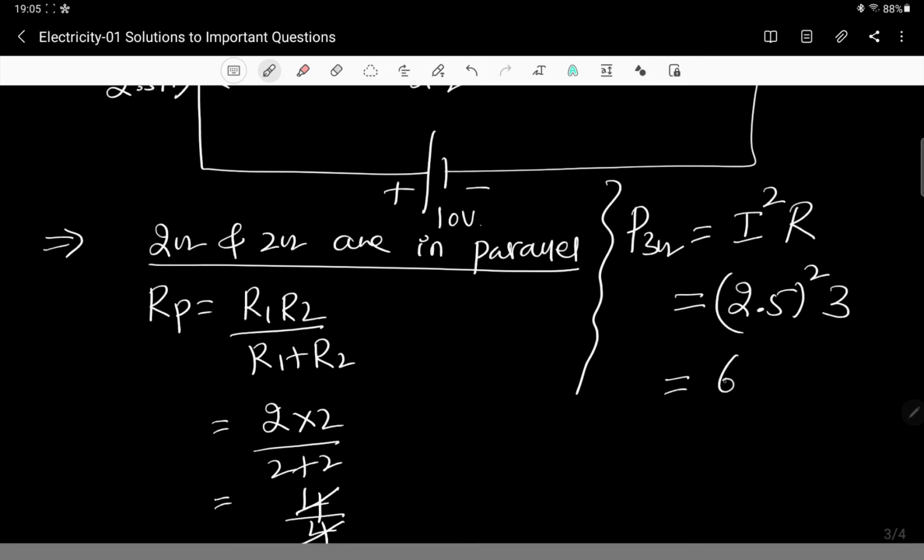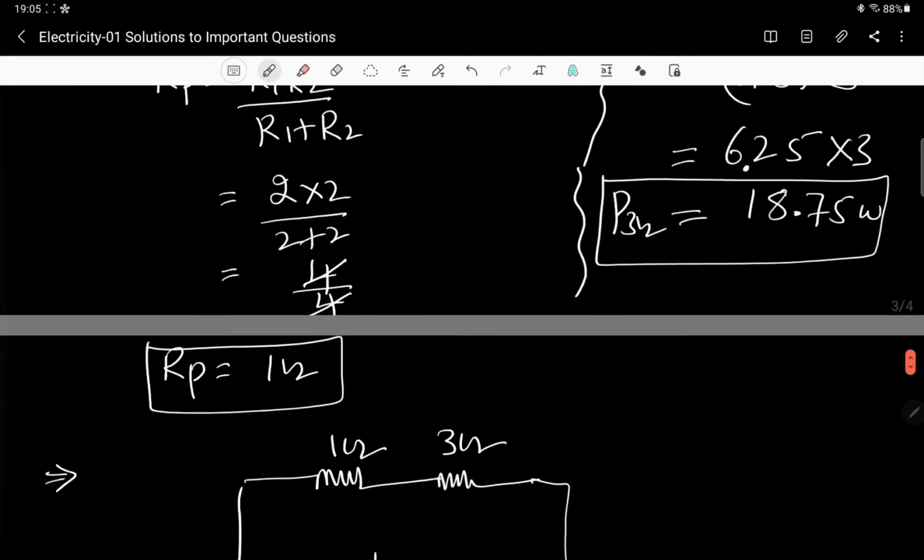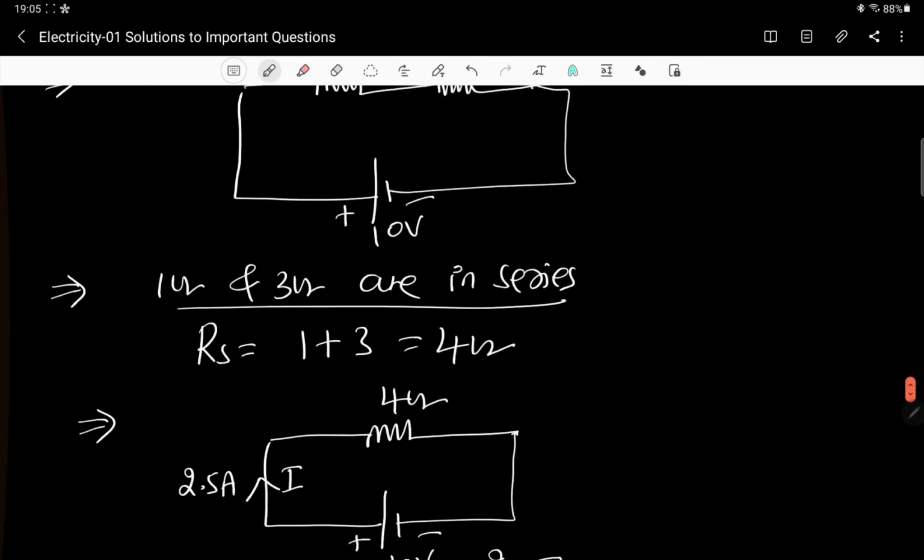25 square means it is 625, and 2.5 into 2.5 is 6.25, with 2 places going behind the decimal. 6.25 into 3 ultimately becomes 18.75. So 18.75 watt is the power dissipated in 3 ohm. I hope everybody got it. 3 5s are 15, 1 is the carry, 3 2s are 6, 7 point, then 3 6s are 18. So this is the final answer. All right, let's move on to the next question.